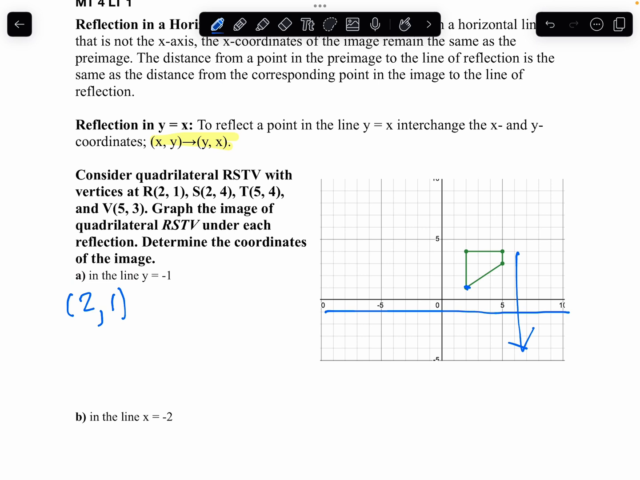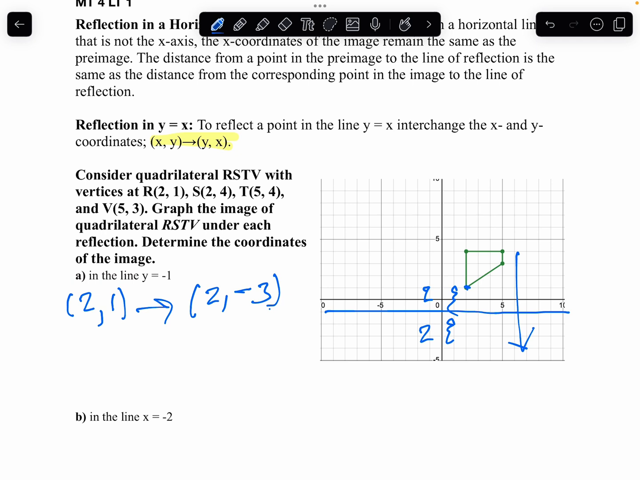How far above your line is that? How far is it from 1 to -1? Well, it's 2. So you are going to go 2 below -1. And that becomes, well, what's -1 minus 2? That'll be -3. So 2, -3.